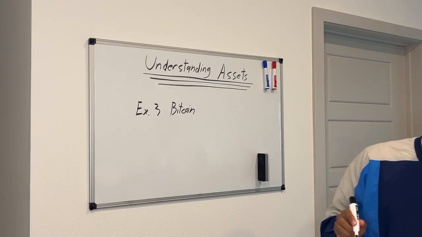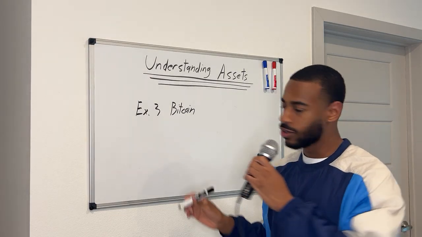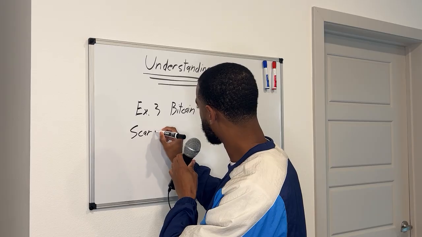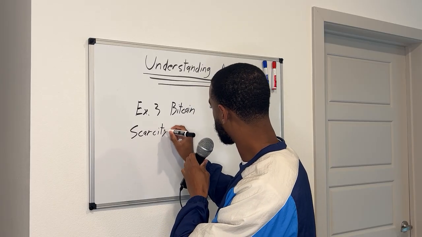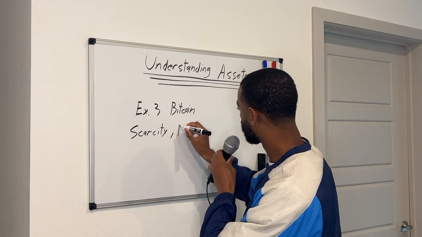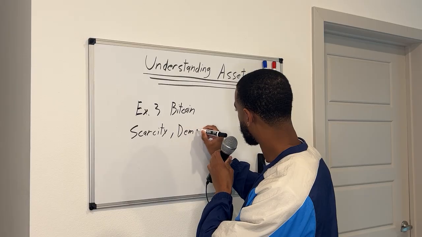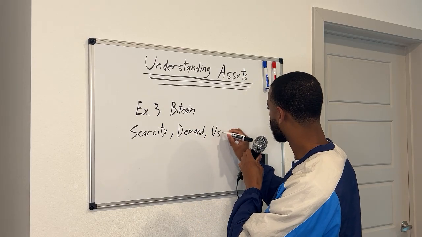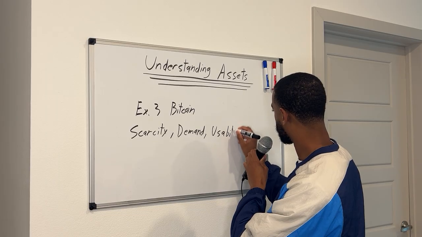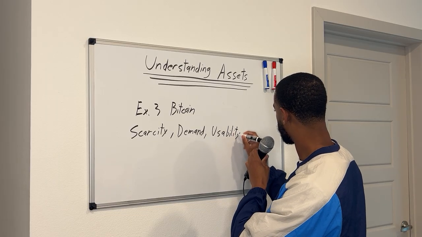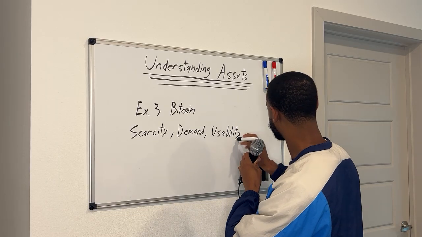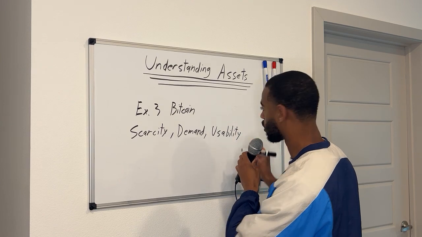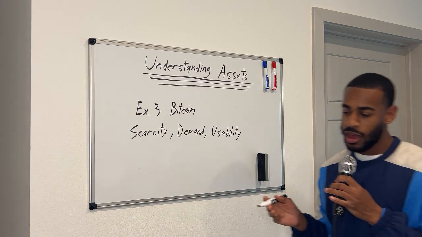And Bitcoin also checks 3 of these boxes. So we have scarcity, we have demand, and we have usability. All right, now scarcity. How is Bitcoin scarce?